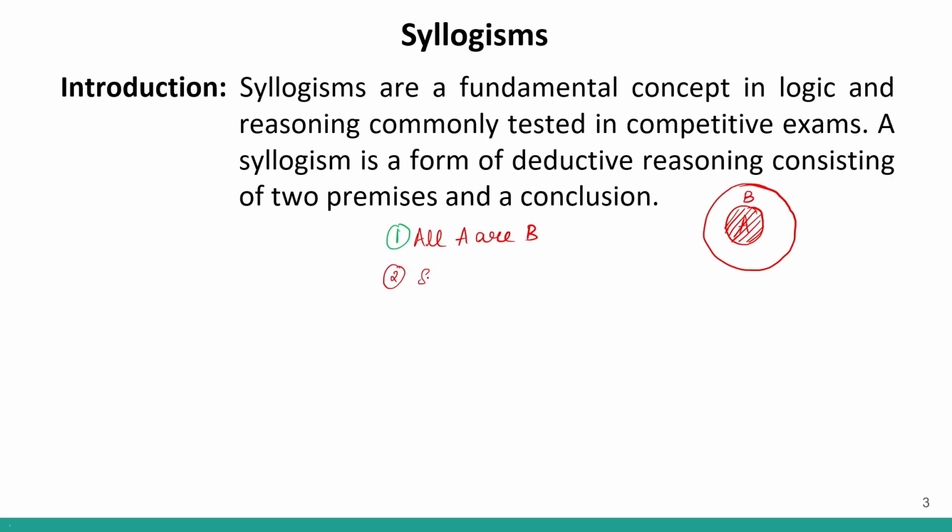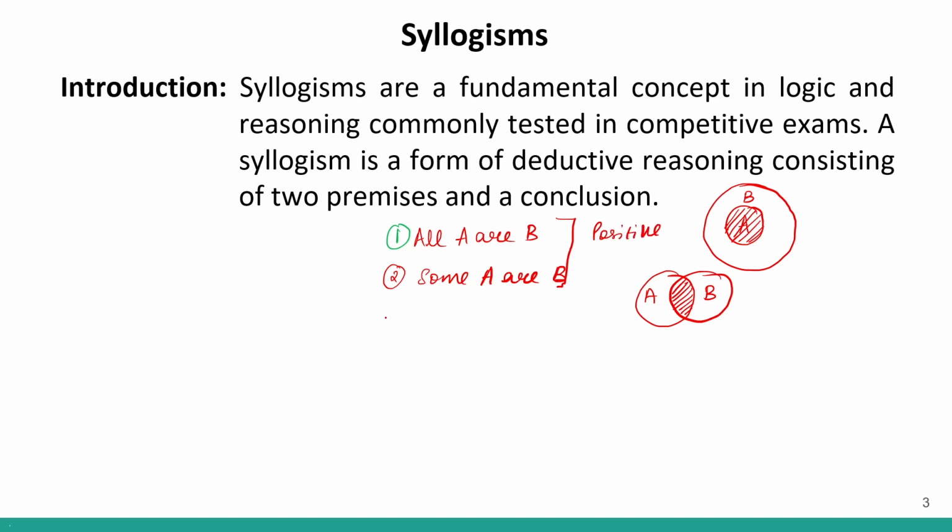The second condition can be some A are B. If the condition is that some A are B, then we will have two circles, A and B, and this is the data that we are signifying. There are some A that are B. This portion is some A that are B. These two are true statements, or you can say these are positive statements.